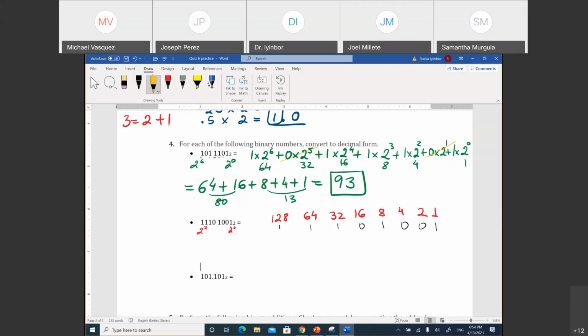So I need to add 128 plus 64 plus 32. I'm not including 16. I'm adding 8 and I'm adding 1. So when I add those numbers, that's going to be my decimal number. Okay? So let's see. We have 128 plus 64 plus 32 plus 8 plus 1 is 9. So that gives me 233.